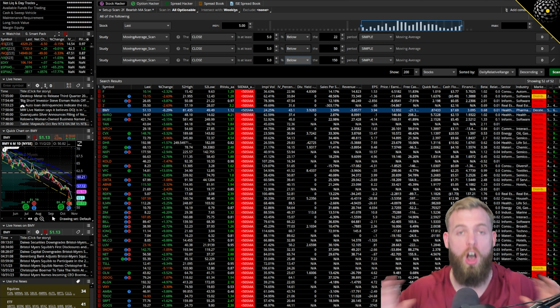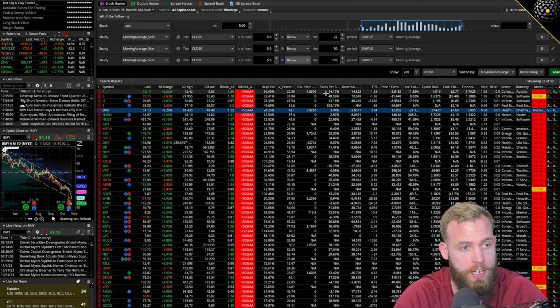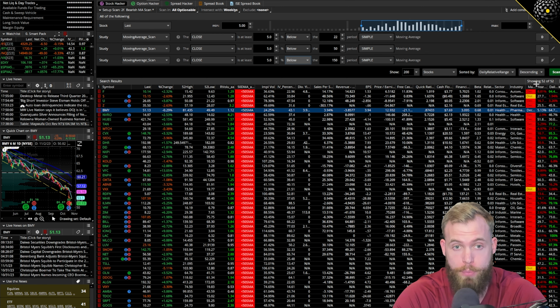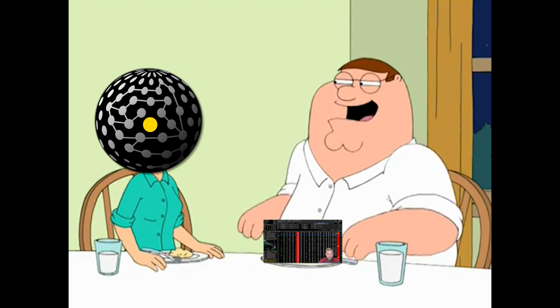So there are tons of different ways to set up your scans. This is a very, very simple example on how, in my opinion, you can set up a pretty reasonable scan.